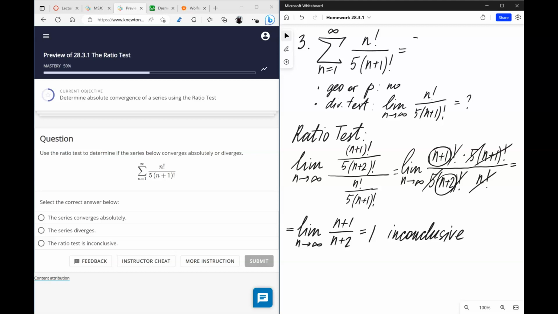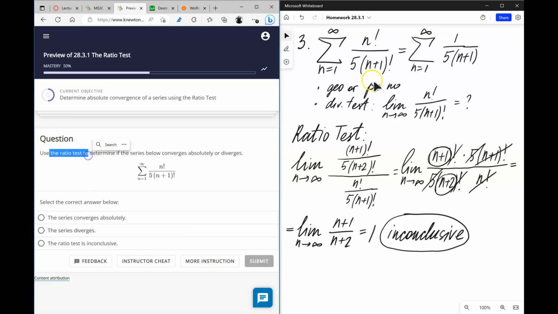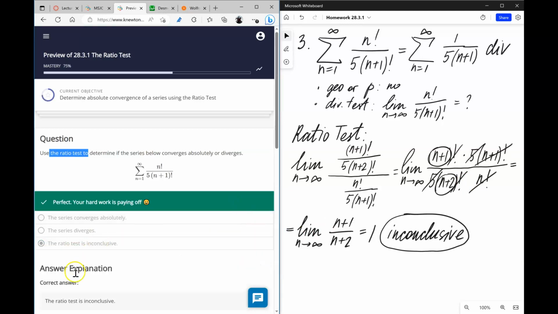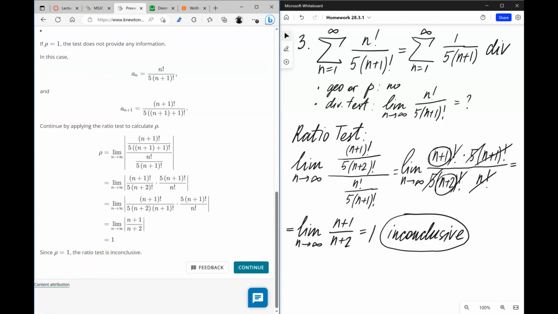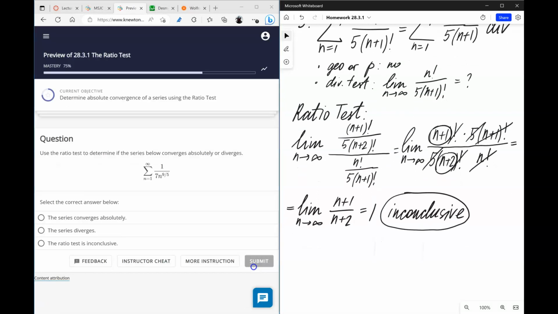However, if you pay attention to all these factorials, you can also notice that this can be simplified to 1 over 5 times n plus 1, which diverges. So we know that this series diverges by the limit comparison test, for example. But the question wasn't about whether the series diverges or converges. The question was to use the ratio test. So even though we do know that this series diverges, we're going to answer the ratio test as inconclusive. All right, let's move on.